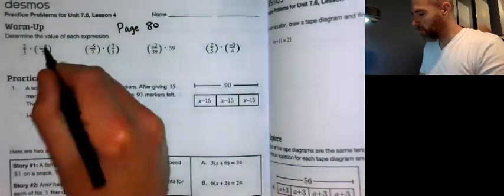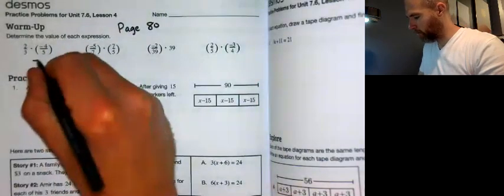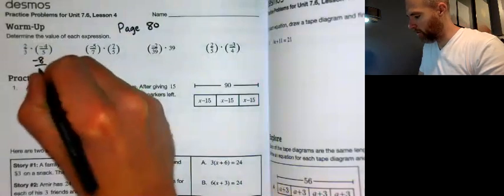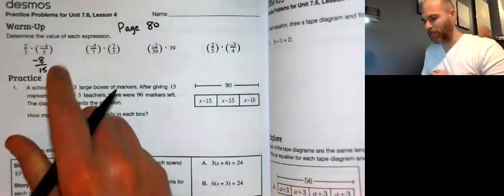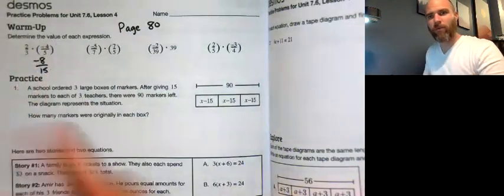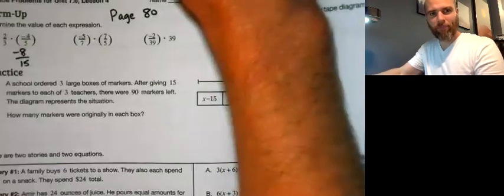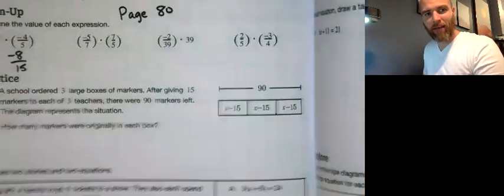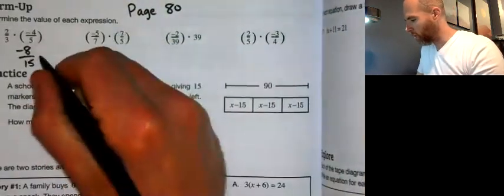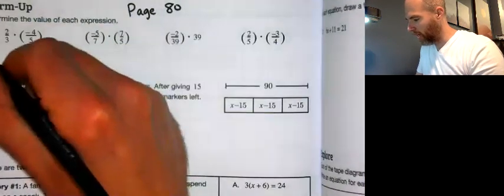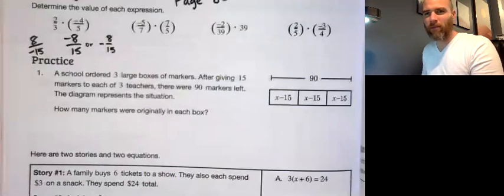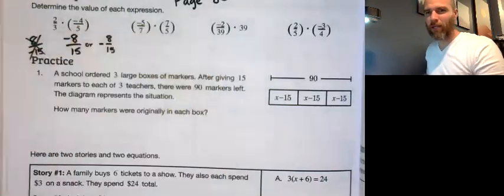So 2 times -4 is -8, and 3 times 5 is 15. So the product of these two fractions is -8/15. Remember, product is what you get when you multiply two things. Let me zoom in a little bit. And remember, that can be written as -8/15 or -8/15, or you could even write it as 8/-15, but nobody does that. That's so weird. Don't do that. I mean, you can, but don't.